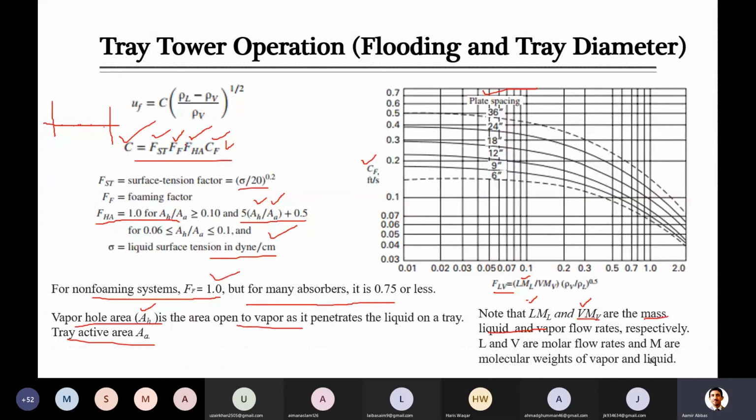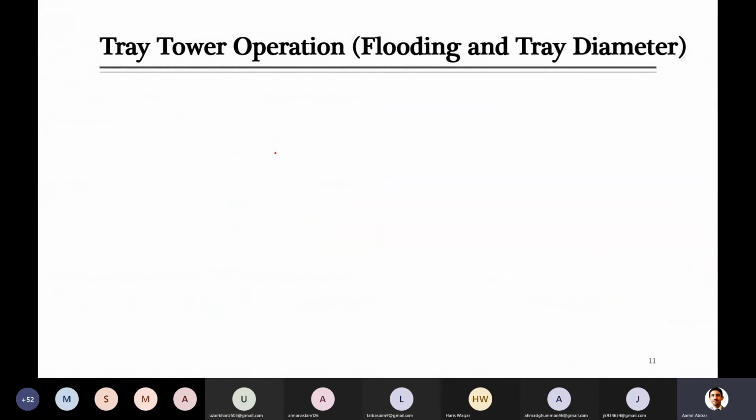So this is just C when it is evaluated. You can just put it here in this equation, which was derived for calculating the flooding velocity. That involves only this factor C, which links a number of parameters as well as the densities of vapor and liquid.